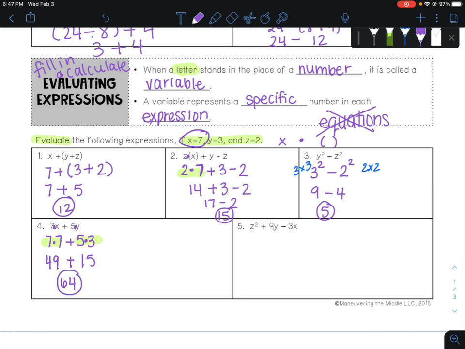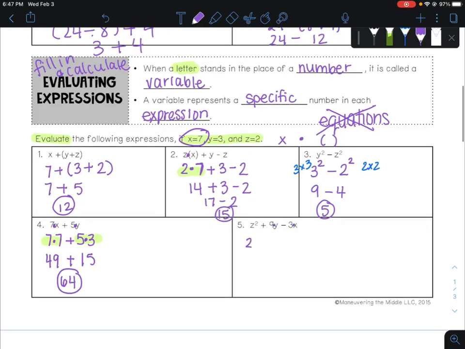Okay, number 5. z squared plus 9y minus 3x. Again, write in your invisible multiplication dot if you need it, so that you don't forget that it's there. z squared, so now that's a 2 squared. Copy the plus sign, copy the 9, times y, make sure you put the dot, minus 3 times x. If you don't put the dot, it's going to say 93 and 37, which is totally not what this means. Go ahead and do your order of operations. So this is 4, 2 times 2.